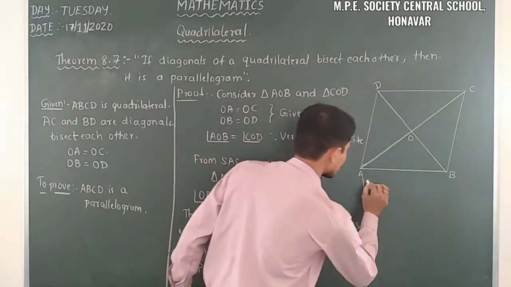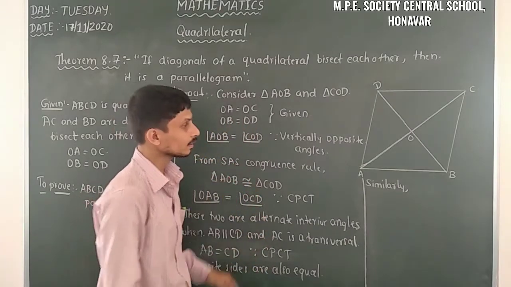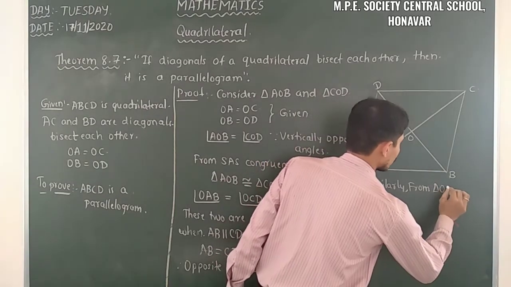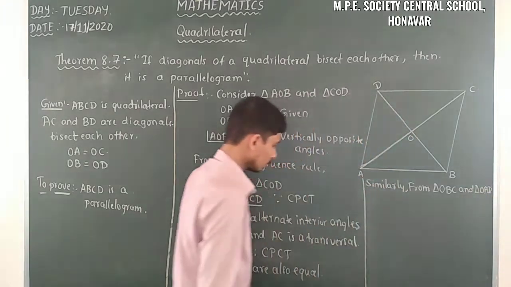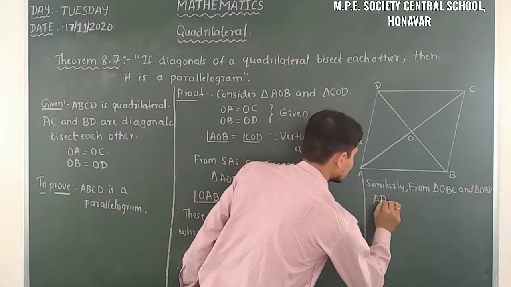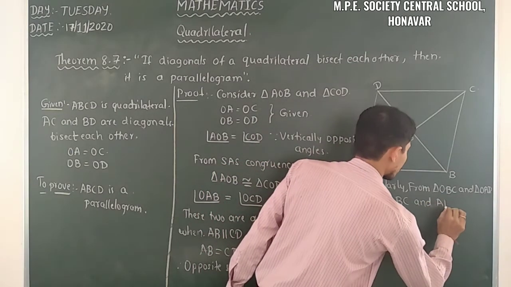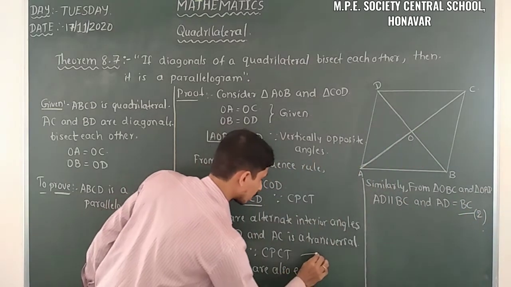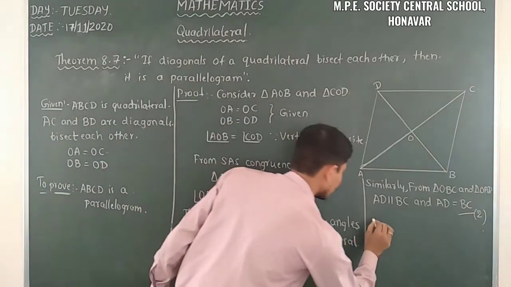So similarly from triangle OBC and triangle OAD, we have AD is parallel to BC and AD is equal to BC. I will take this as equation number 2. This one is equation number 1, the complete thing, that is AB is parallel to CD and AB is equal to CD. From equations 1 and 2.